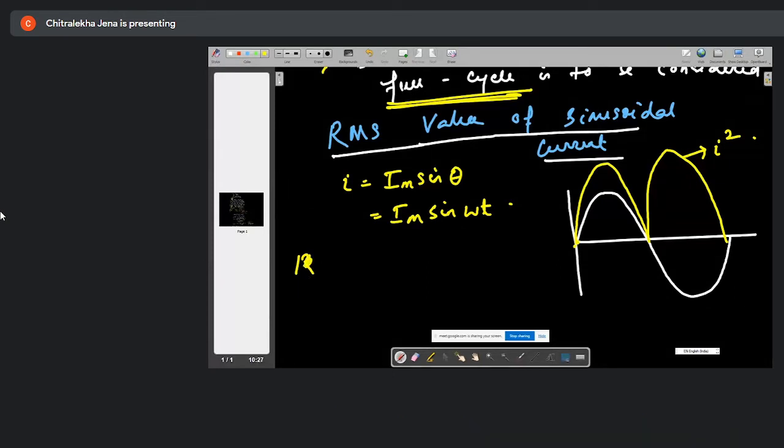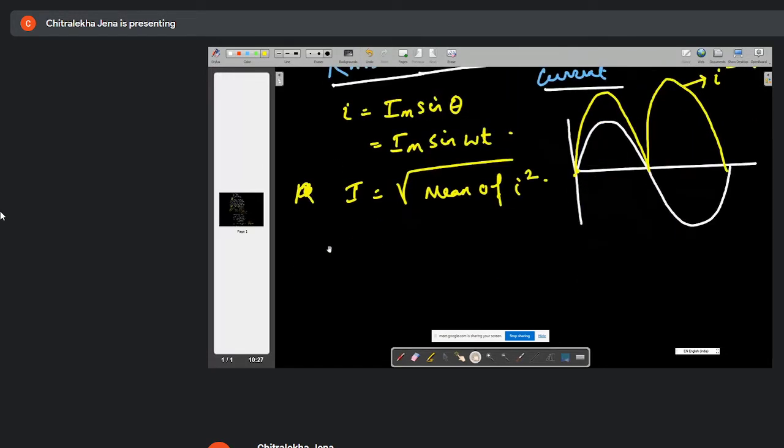What you have to do? IRMS is equal to how much? Square root of mean of I square, right? Yes or no? Yes, sir. Yes, ma'am. Okay. So area, how you are finding out the mean?